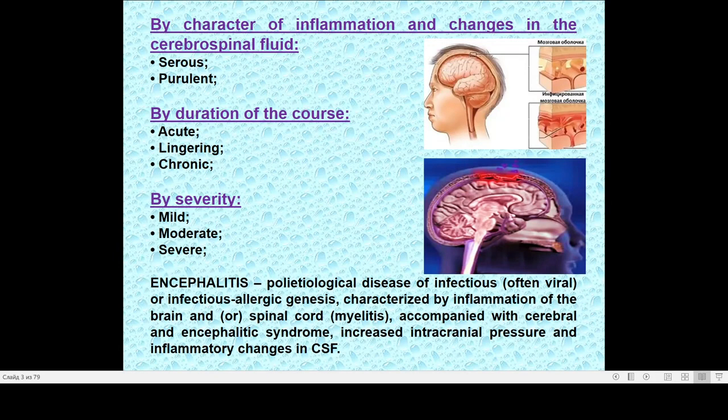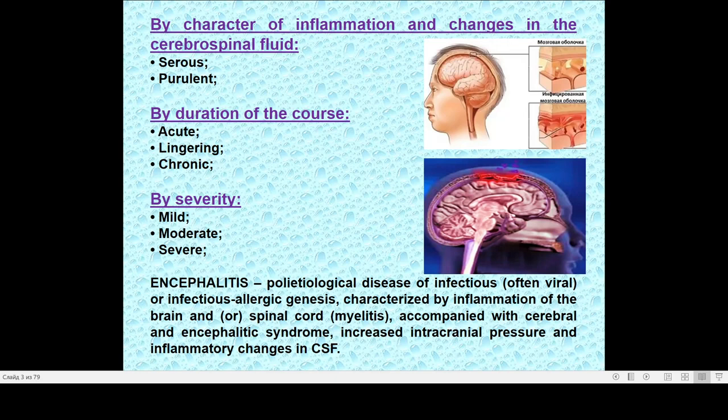By type of inflammation and change in cerebrospinal fluid, of course, the more famous type of classification for students in every part of the world is serous and purulent. In serous meningitis, lymphocytes will prevail. In purulent meningitis, neutrophils will prevail. By duration of course of disease, we may speak about acute meningitis, the more common form, lingering form, and chronic. By severity: mild, moderate, severe, the classical subdivision into three degrees of severity.